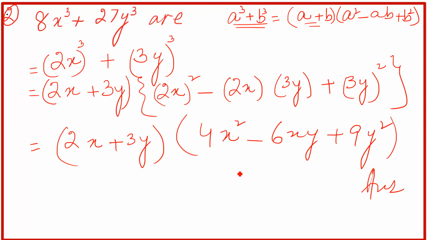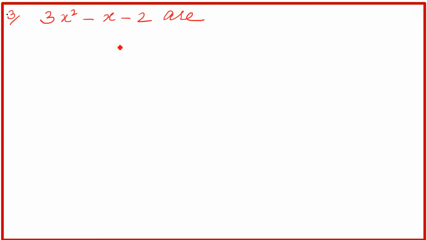Right? Okay. Now the third is 3x square minus x minus 2. So it will be minus 3x plus 2x minus 2. When you multiply these two terms, 3 times 2 is 6, so it should be the product of the first and last term, 6x square. When we add these two, it should be equal to negative x. So minus 3x plus 2x is equal to minus x.